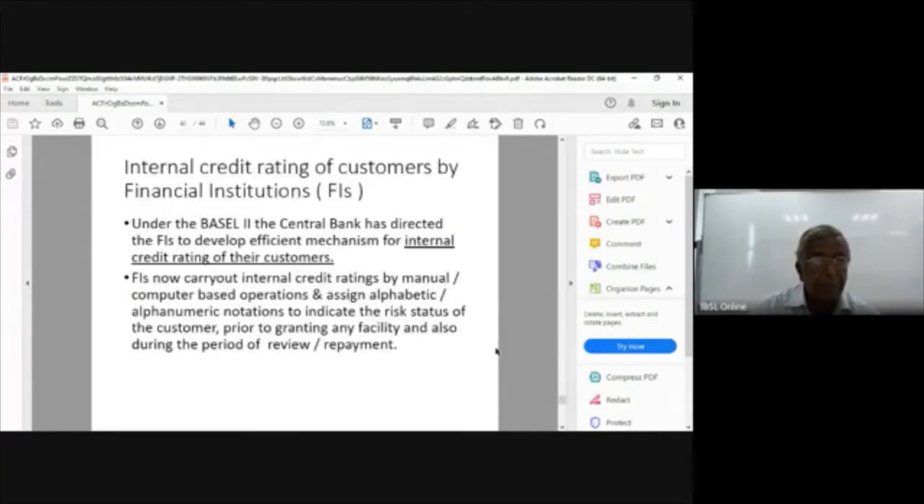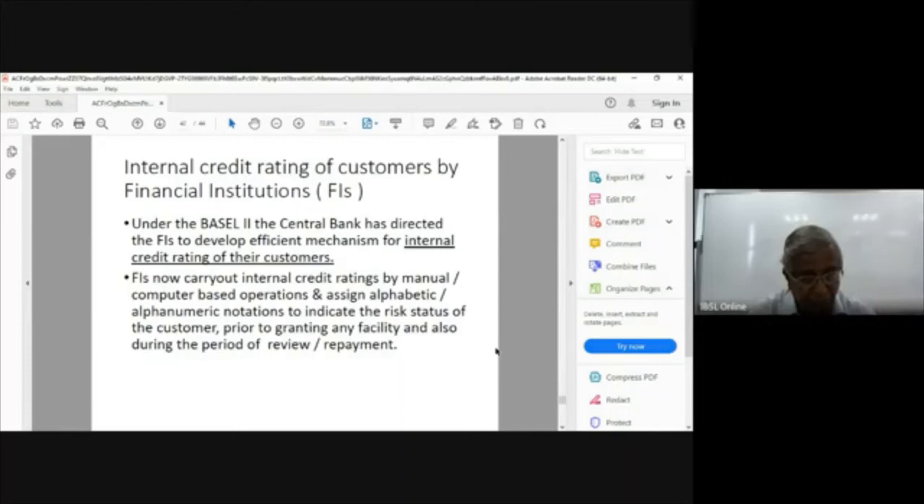Right, now, internal credit rating of customers by financial institutions. Finally, there is an internal credit rating of customers by financial institutions. Now, in Sri Lanka, all banks and finance companies have to carry out internal credit rating of their customers. Under Basel II, actually Basel III is already there, the central bank has directed the financial institutions to develop an efficient mechanism for internal credit rating of their customers. So it's a must. All banks and finance companies have to rate their customers internally.